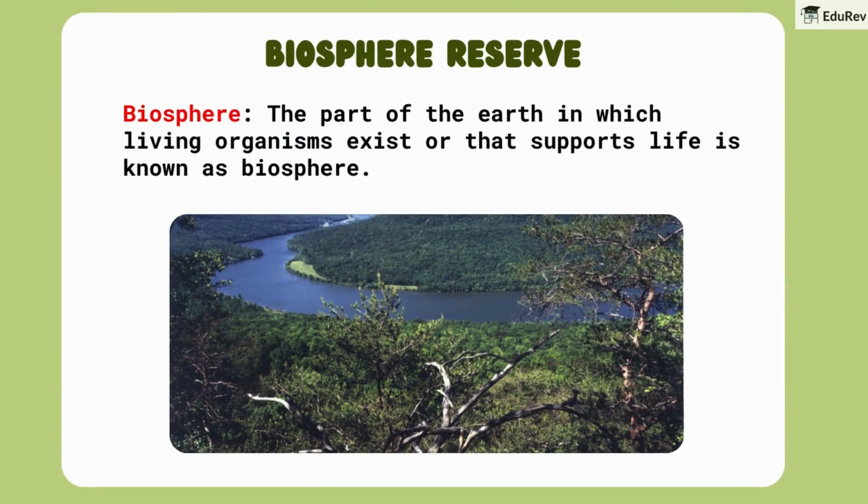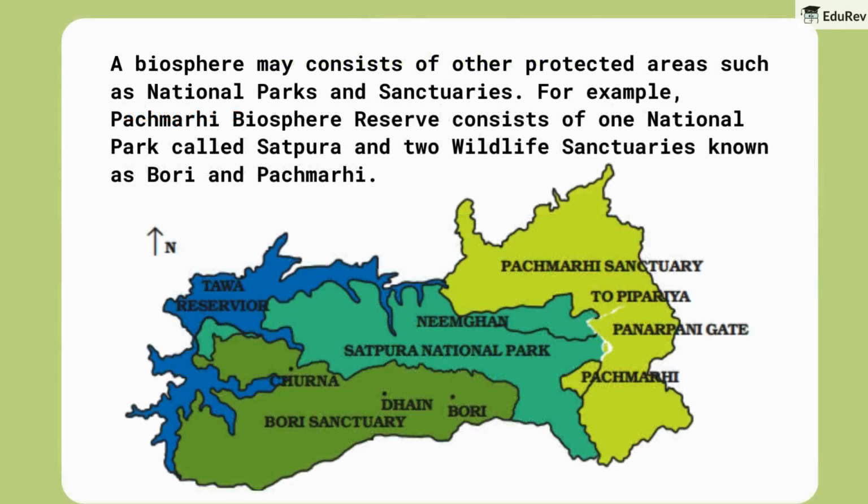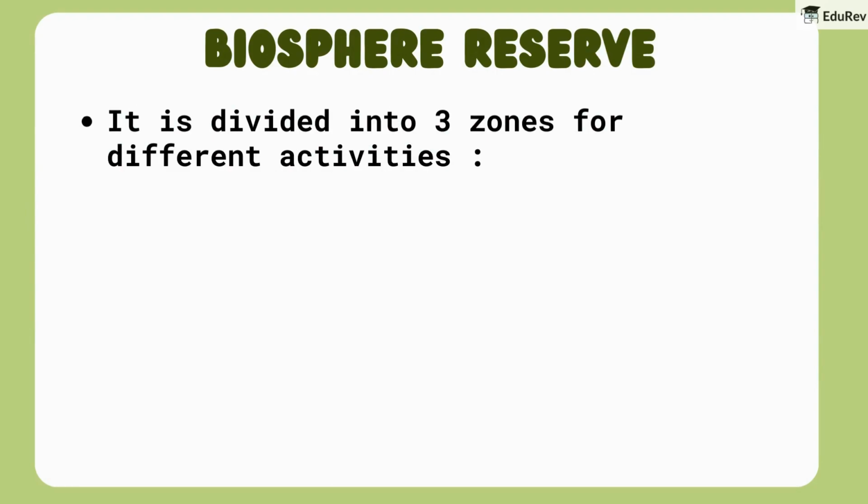Firstly, we have biosphere. The part of the earth in which living organisms exist or that supports life is known as biosphere. It's a safe space for nature and people. A biosphere may consist of other protected areas such as national parks and sanctuaries. For example, Pachmari Biosphere Reserve consists of one national park called Satpura and two wildlife sanctuaries known as Bori and Pachmari. In a biosphere reserve, there are different zones for different activities.